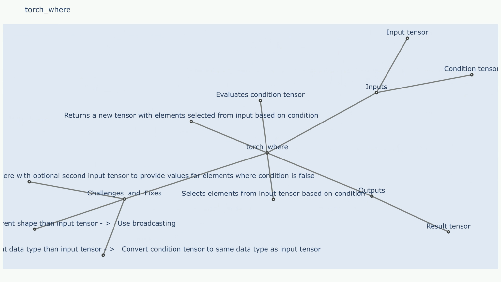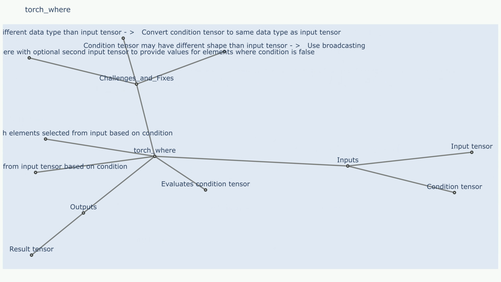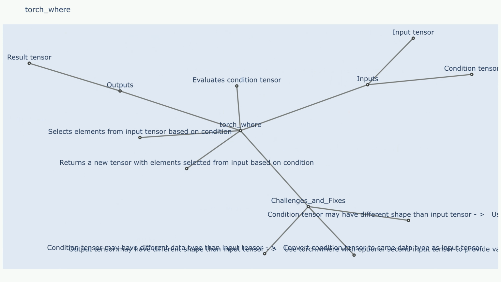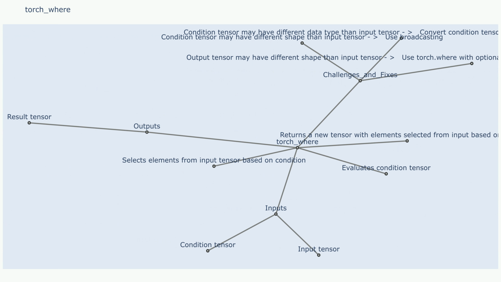Outputs. Output: a tensor with the same shape as the condition tensor, containing elements from either the X or Y tensor based on the condition. Steps. For each element in the condition tensor, if the element is true, select the corresponding element from the X tensor. If the element is false, select the corresponding element from the Y tensor.